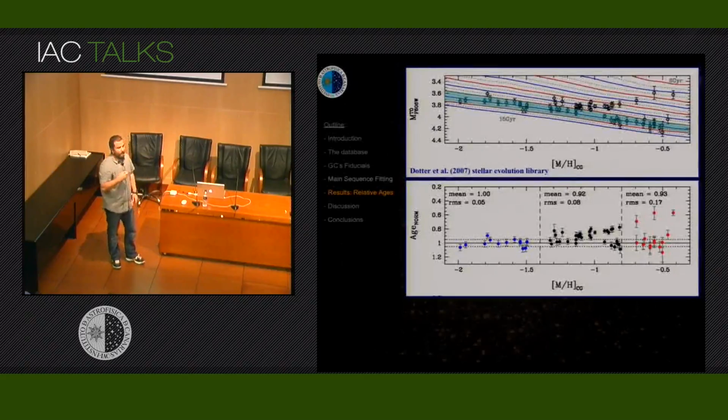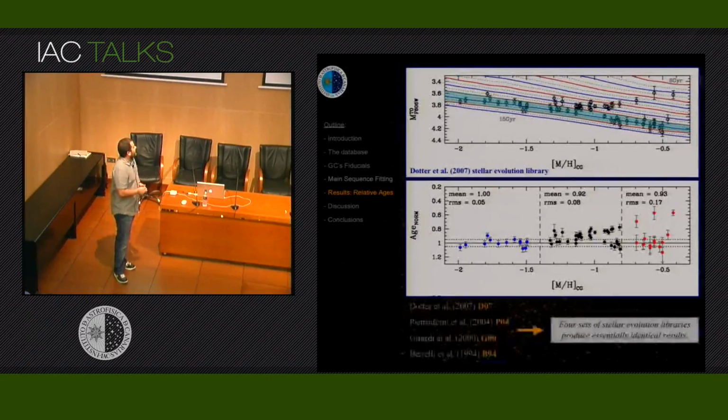First thing, we find that again, similar to previous results, low metallicity clusters are largely coeval, and in principle we get an age dispersion when we move to higher metallicities. It is worth mentioning that this result is exactly the same when I use the other 3 stellar evolution libraries. So it is very robust. It doesn't depend on the stellar evolution library you use.